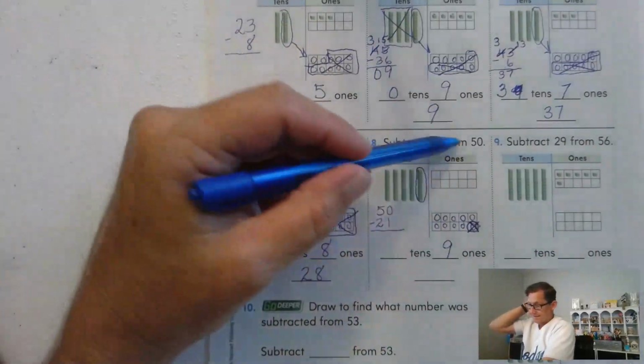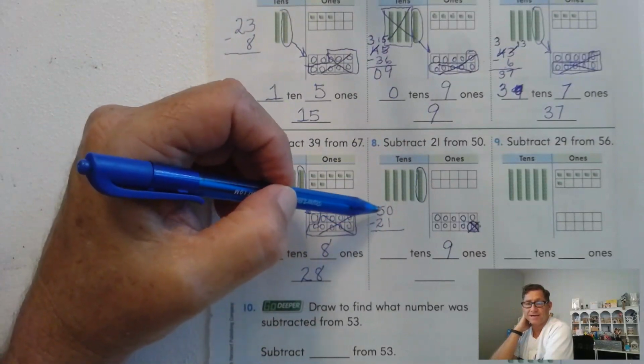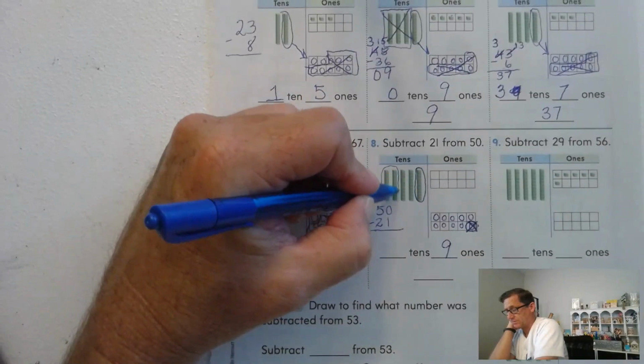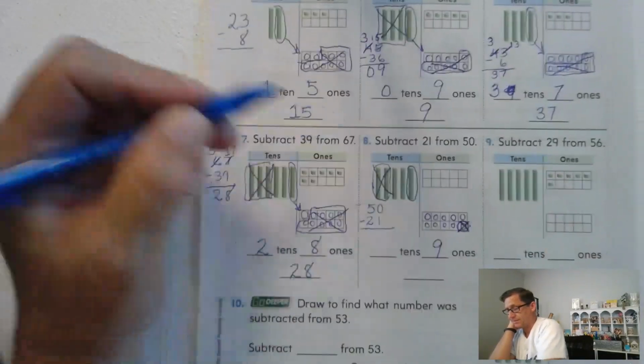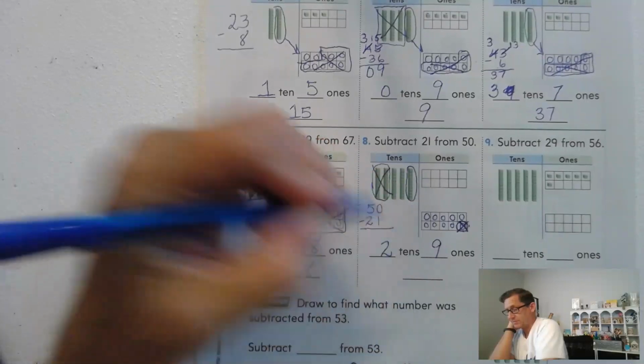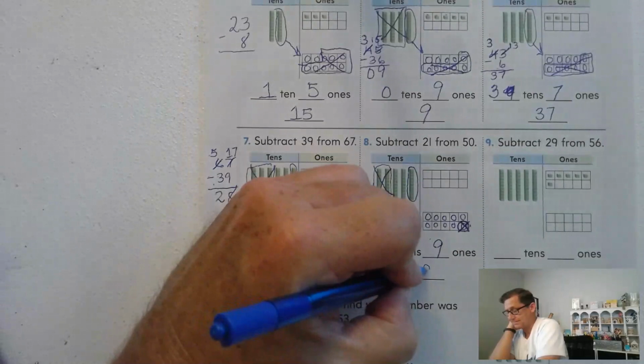ones. And I have to take away 2 more 10s. Okay. 5, take away 2 10s. Well, I have 4 10s left. So I'm going to circle 2 of them and cross them out. I'm taking away 2 10s. So that leaves me 2 10s for a total of 29.